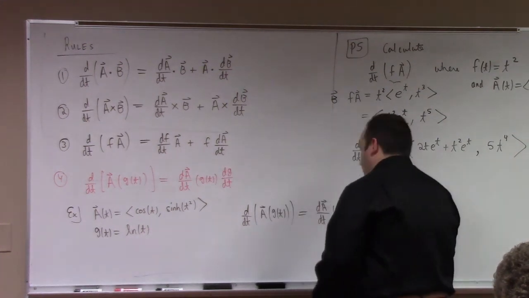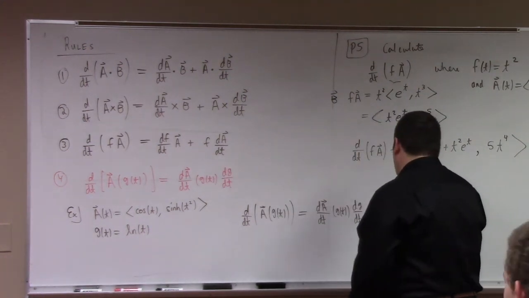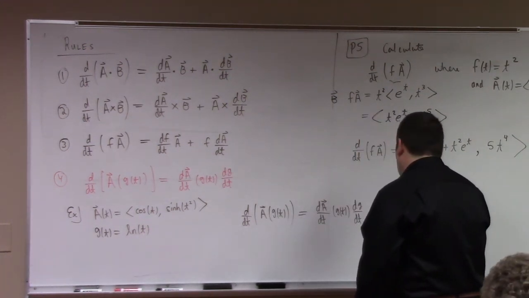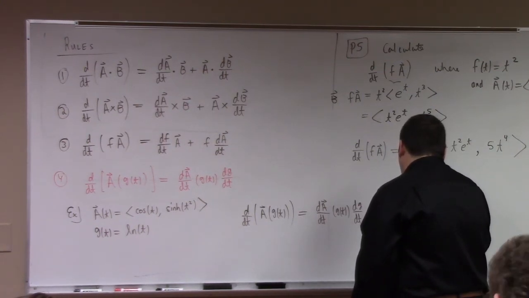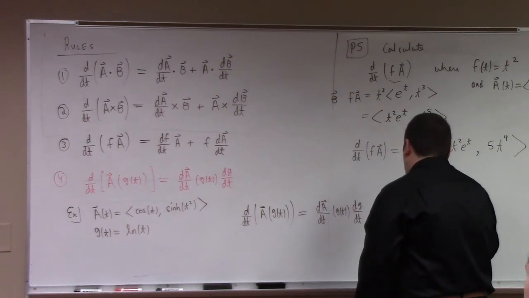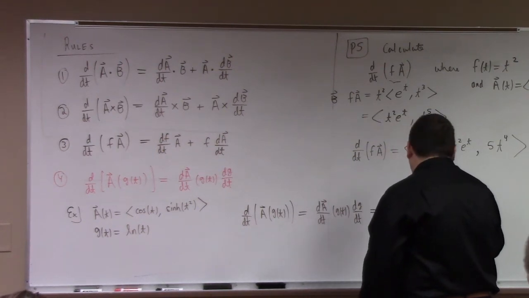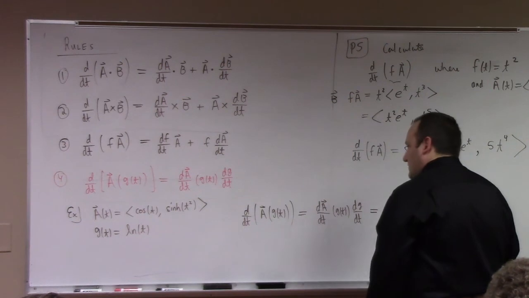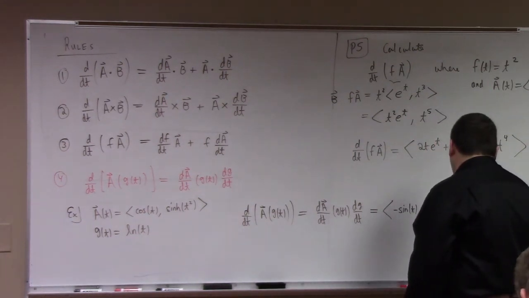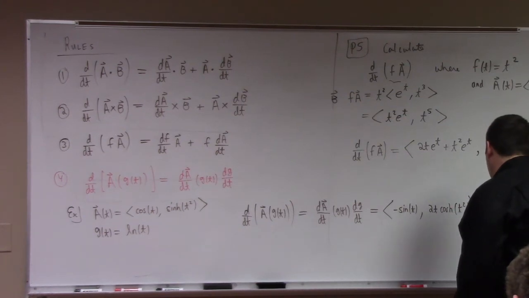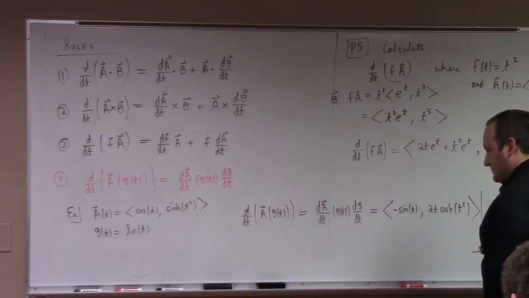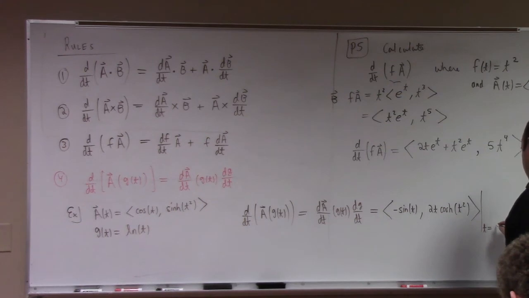What does that mean here? What's dA/dt? Yeah, thank you: minus sine t, comma, 2t cosh of t squared. And that's with t equal to what? g of t, right? Not the greatest notation.